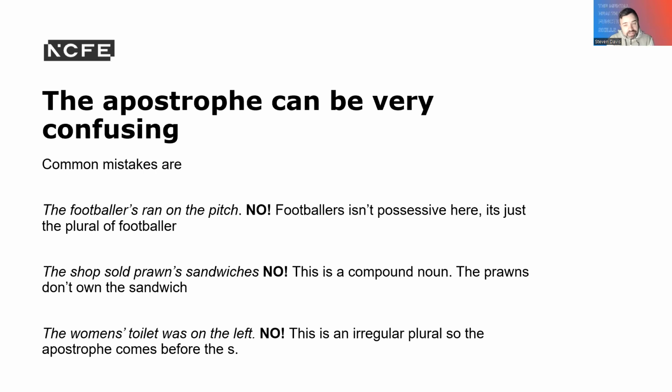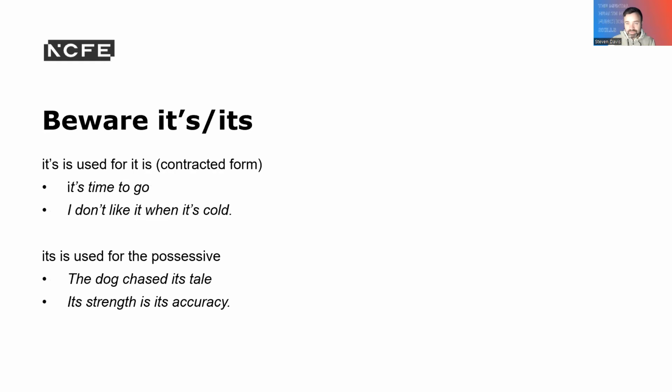Apostrophes can be very confusing, so here are some common mistakes. The footballers ran on the pitch. No, footballers isn't possessive here, it's just the plural of footballer. The shop sold prawn sandwiches. No, this is a compound noun. The prawns don't own the sandwich. And the women's toilets were on the left. No, this is a plural, so the apostrophe comes before the S. So there are lots of rules around using the apostrophe that you need to get your head around for writing.